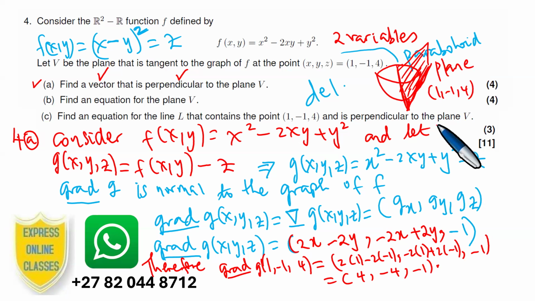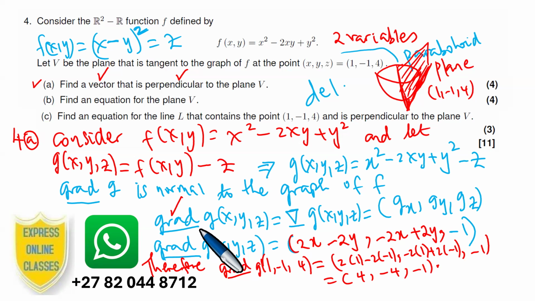Then we are asking the question, find a vector that is what? Perpendicular to this plane. This plane is tangent to this. To find a vector that is perpendicular to the plane, you need to find the gradient. This gradient function, which is the derivative of the function, is able to produce a vector that is perpendicular to the plane.